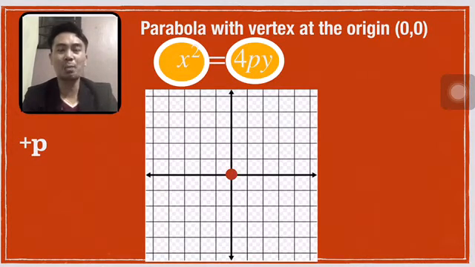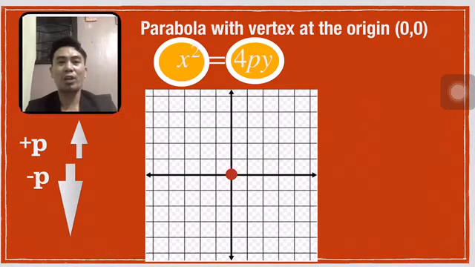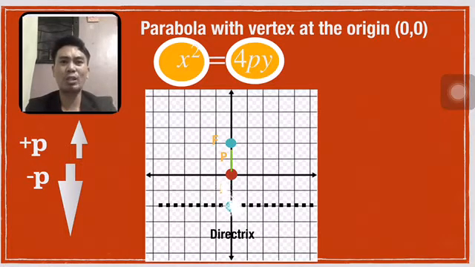When p is positive, your parabola opens up. When your p is negative, your parabola opens down. Bear in mind that your focus is p units away from the vertex, and also your directrix. And to graph this parabola, we need two more points which are 2p units away from that focus. And this is what your parabola looks like.